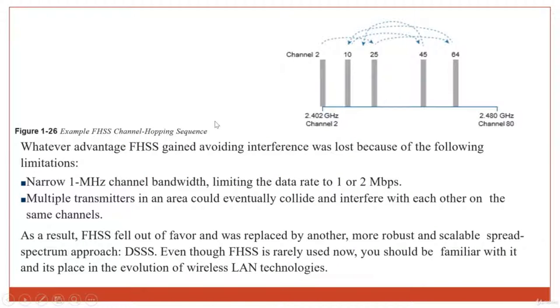Now here in the diagram, you can see that first of all, it is supporting the 2.4 gigahertz spectrum. And then you can see in the diagram that 2, then it is going to 25, then 45, then 64, returning back to 10 and vice versa. Now what is the problem? The problem here is that they are limited to 1 or 2 Mbps speed. That's one of the big problems, because nowadays we are looking for speed. And this is one of the biggest problems.